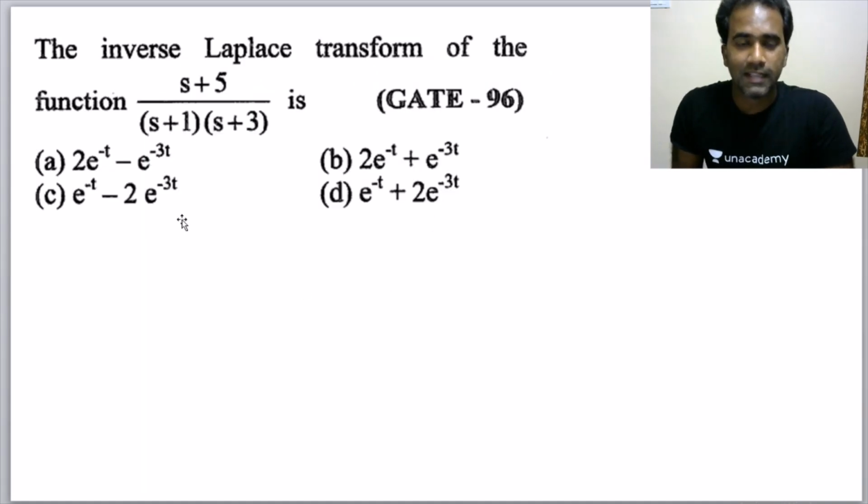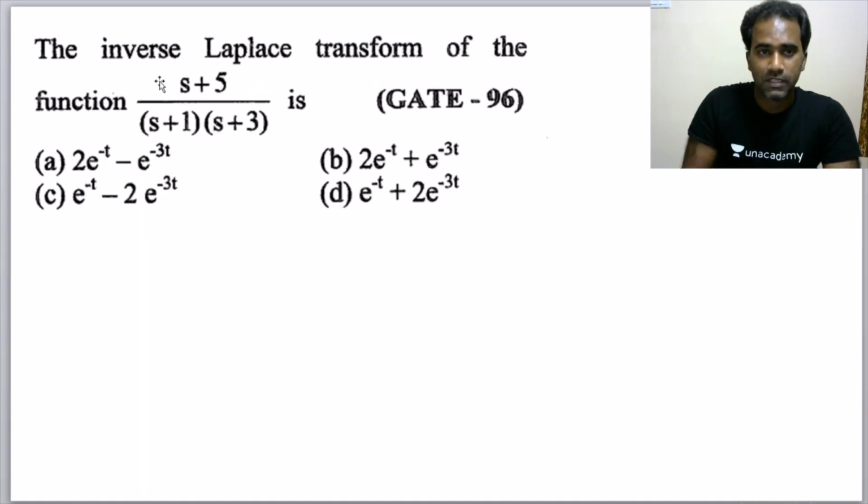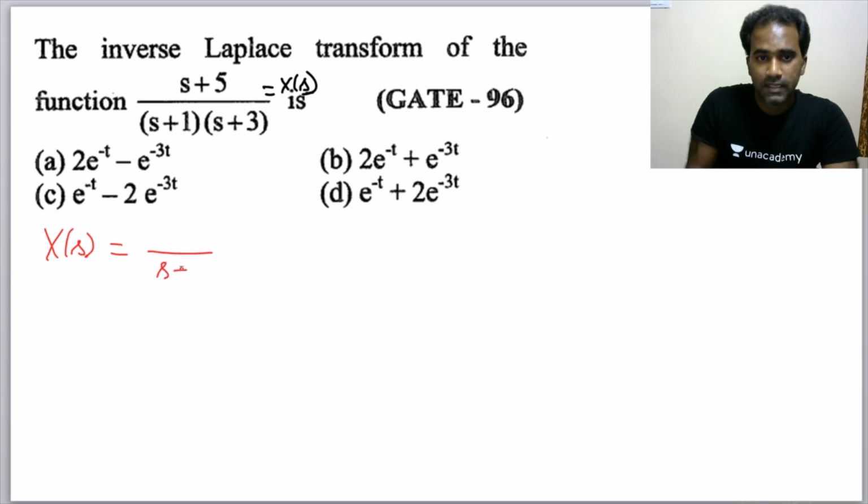So here they're asking us to find the inverse Laplace transform. I'll solve this question in such a manner that you'll be able to answer other inverse Laplace transform questions as well. Right. So the first thing that you should do when you're asked to find inverse Laplace transform is first find the partial fractions. X of s is equal to, so write it as 1 over s plus 1 plus 1 over s plus 3.